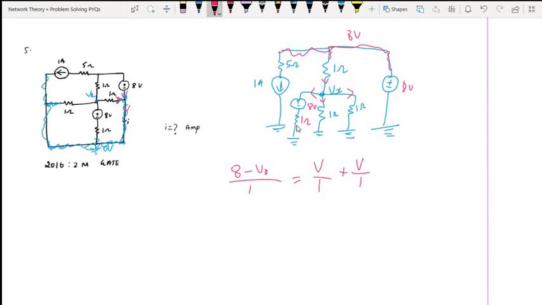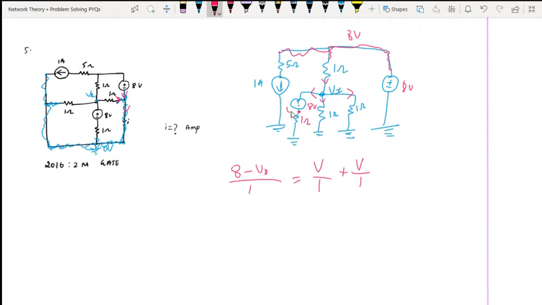Why? Because the 1 ohm resistor is connected here. That means the effective voltage is not 8 volts at all here. There is a drop because of this resistor, and also there's another Vx. So let me write, I need to find the potential at this point. Let me write a KVL and see what the potential at this point would be.